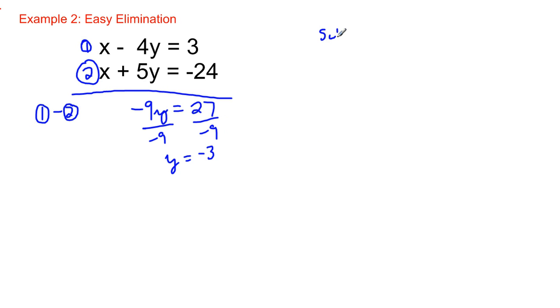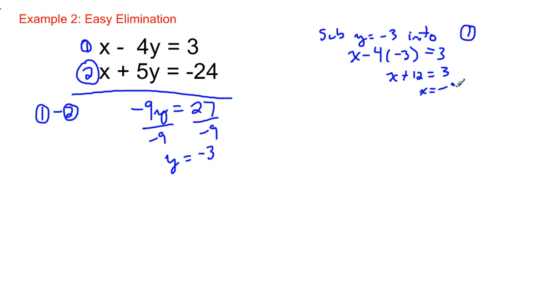I can now sub y equals negative 3 into, it really doesn't matter which equation we use. I'm going to sub into equation 1 because it's the first one. So I now have x minus 4 times negative 3, substituting for the value y with negative 3, and I'm going to put that in parentheses, and that equals 3. So I have x plus 12, or minus negative 12, which I can rewrite as plus 12, equals 3. So x equals negative 9.